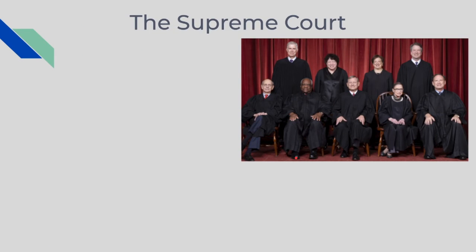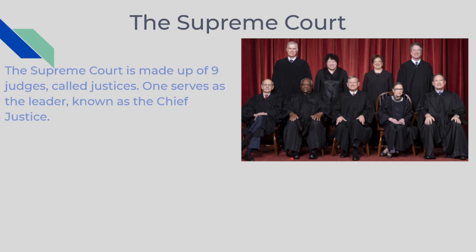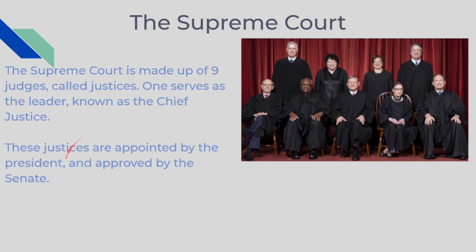All right, so let's now specifically talk about the Supreme Court. The Supreme Court is made up of 9 judges, and they're given the title of justice. So you have 9 justices. One of the justices serves as a leader, known as the Chief Justice. All of the justices are appointed by the president and then approved by the Senate. So the president has to say, I nominate this judge to be on the Supreme Court. And if the Senate approves, then they join the Supreme Court.